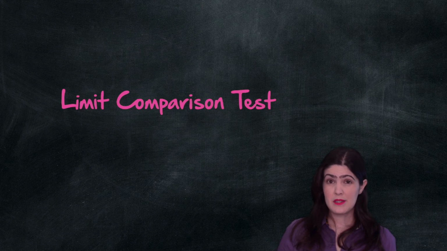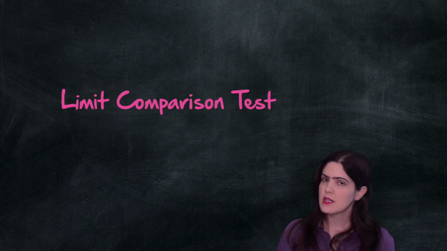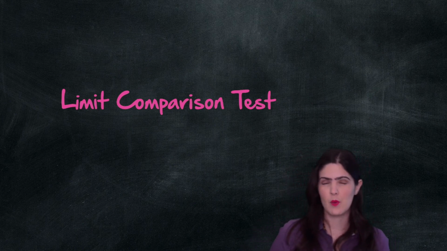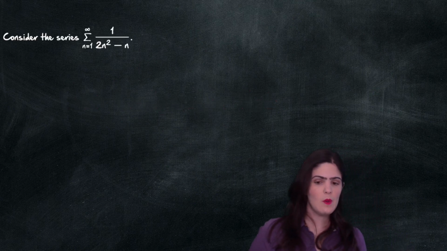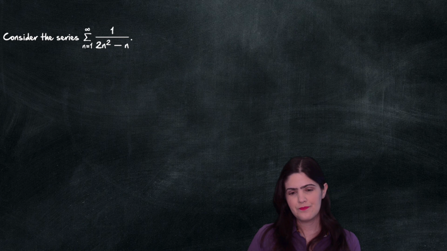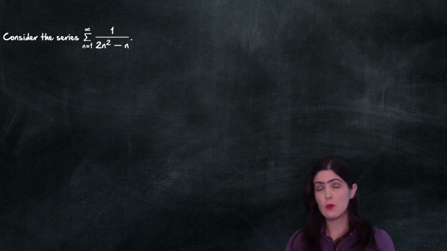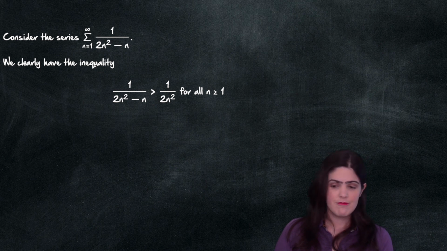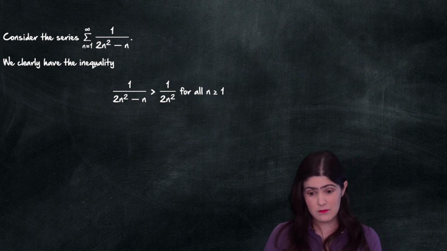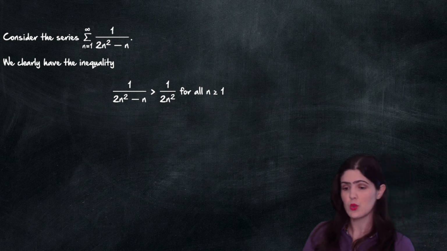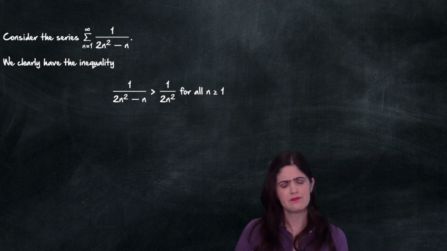Sometimes the basic comparison test is not good enough to solve our problems, and then the limit comparison test could come to the rescue. Let's take a look at an example and we'll see what I'm talking about. We want to look at this series here, and it looks similar to one that we saw before, but we have that inequality there. So 1 over 2 to the n squared minus n is greater than 1 over 2 to the n squared.